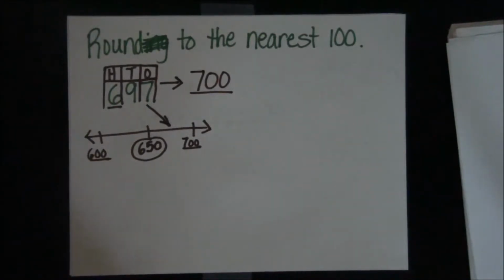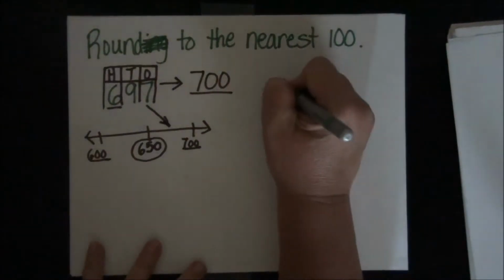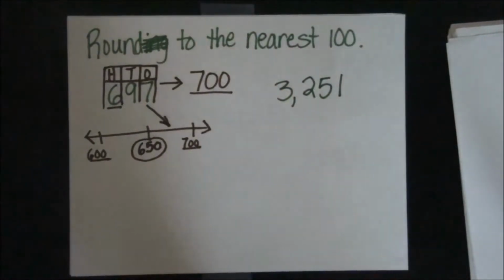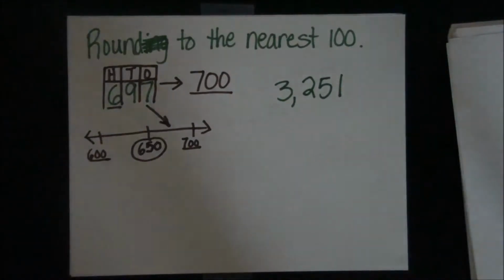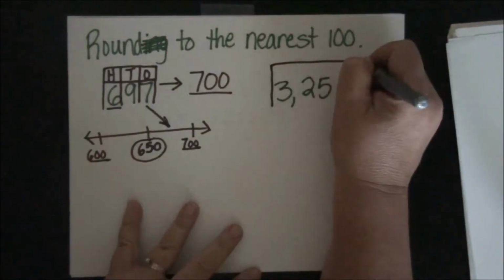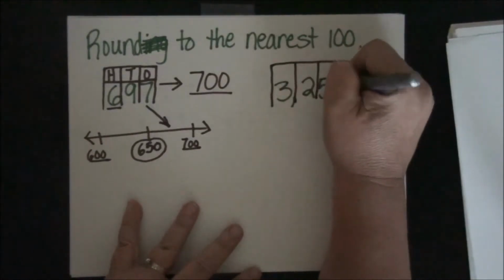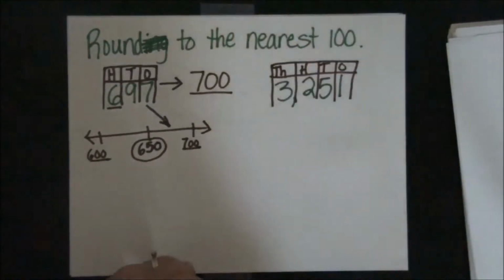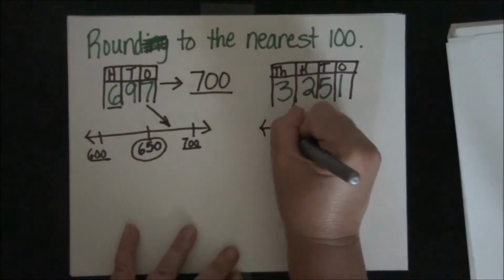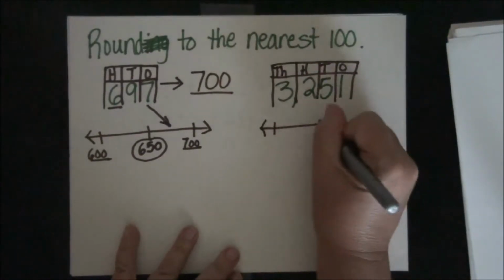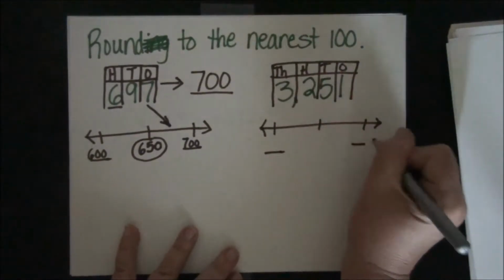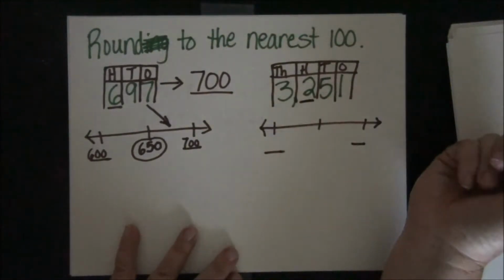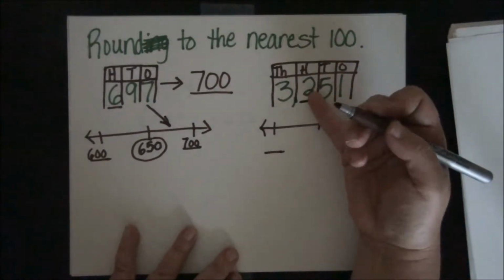Okay, now let's say they give you a thousands place. Let's do 3,251. Okay, place value chart. Ones, tens, hundreds, thousands. See, always follow those steps and it becomes second nature to you. Open number line. Oops, I forgot to identify my hundreds place. There it is. Doesn't matter if you do it out of order. As long as you do it and you know what place you're in, you're good.